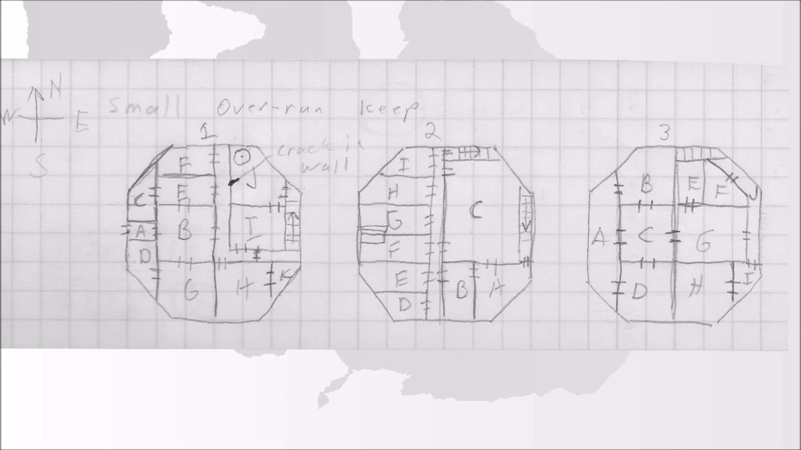So this is a map that I drew up many years ago. I'm not exactly sure, but it was quite a few years ago, probably around 20 years ago, just based upon various other things. I can't pin it down to a particular date. I drew this up in pencil using a 5 squares per inch book that I had, I think I originally bought it for a chemistry class. This was a small overrun keep.